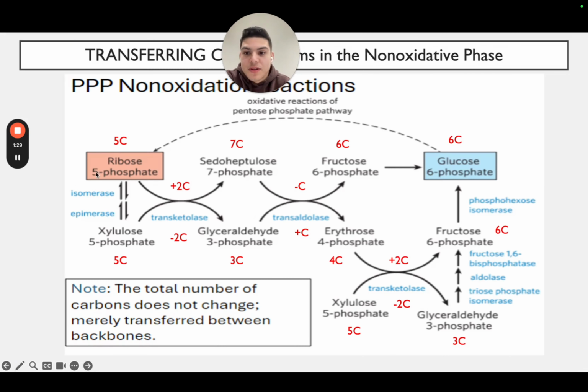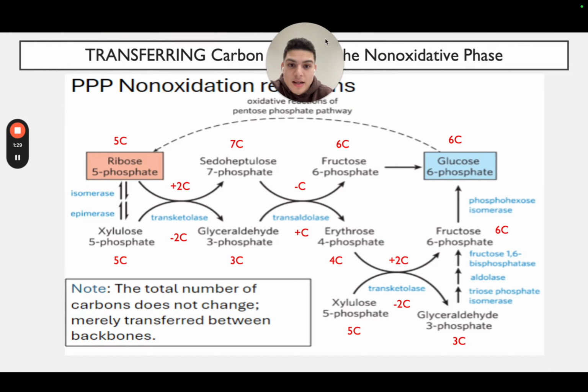And so here's an example. You have ribulose 5-phosphate. This is the non-oxidative phase, right? Transferring carbon atoms in the non-oxidative phase. So we're taking ribose 5-phosphate, sedoheptulose, fructose. You don't need to know all these. Just know that you're basically adding carbons, taking away carbons to ultimately get to glucose 6-phosphate again. That's all you realistically need to know from this.